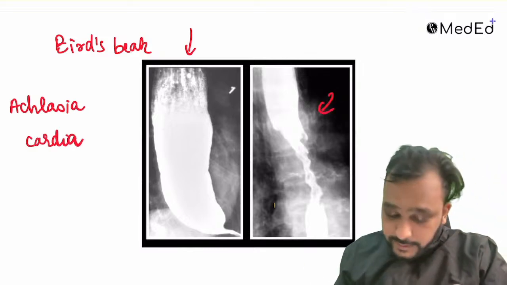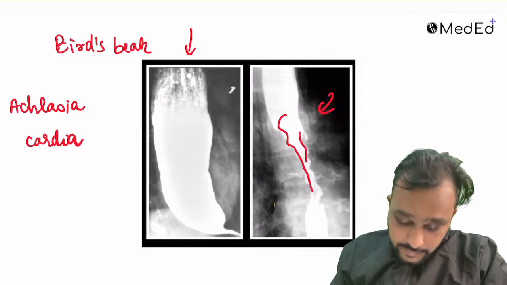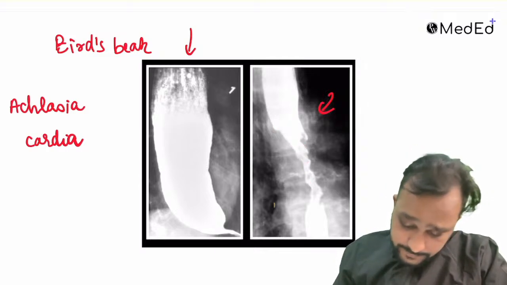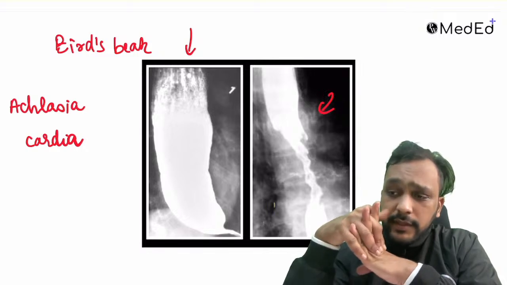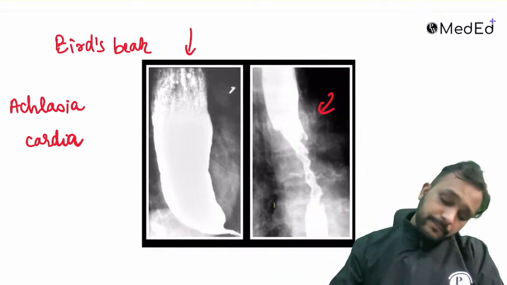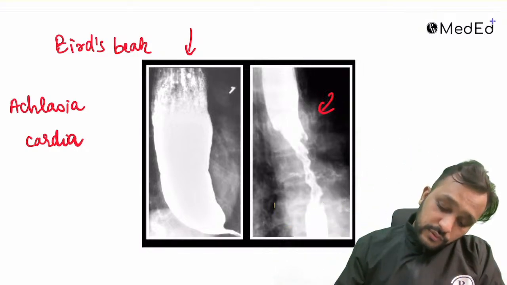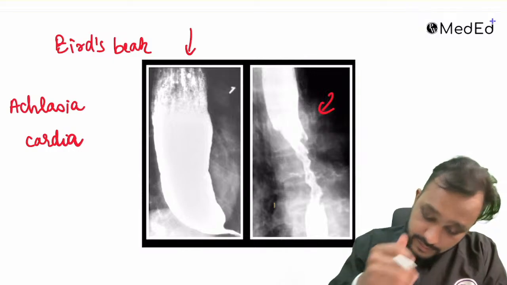and this is the rat tail appearance. Okay, sorry, this is the rat tail appearance which can be seen in patients with esophageal cancer. So this is the esophageal cancer, right?